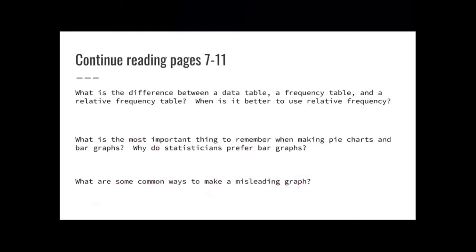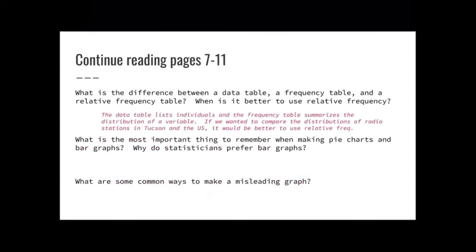So next we're going to be talking about what is the difference between a data table, a frequency table, and a relative frequency table. When is it better to actually use that relative frequency? So our data tables list individuals and frequency tables summarize the distribution of a variable. If we want to compare distributions of, like, radio stations in Tucson, it'd be better to use the relative frequency.